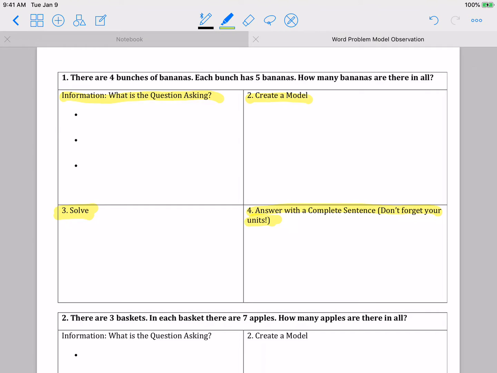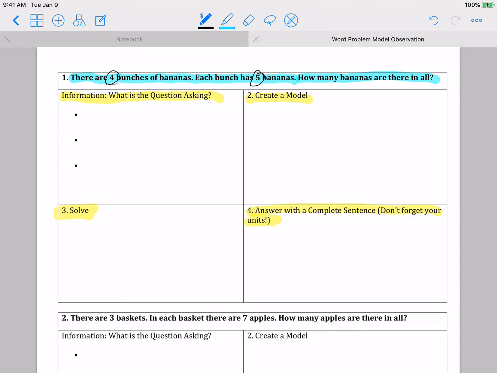So let's read this one. There are 4 bunches of bananas. Each bunch has 5 bananas. How many bananas are there in all? Okay, so let's look at this. There are 4 bunches of bananas. Each bunch has 5 bananas. How many bananas are there in all?